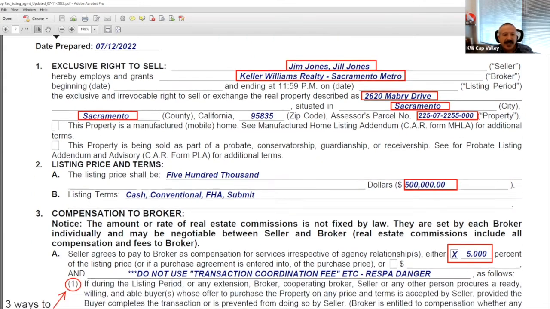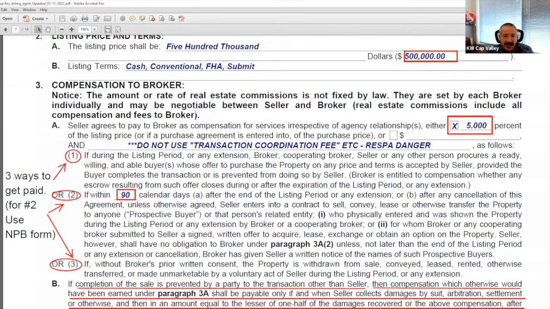All right, coming down here, compensation to broker. Okay, so here, seller agrees to pay broker as compensation for services, irrespective of agency relationships. In this case, I put in 5% of the listing price. Or if a purchase agreement is entered into, you could state a fixed dollar amount. I just go 5% of the purchase price for this one.